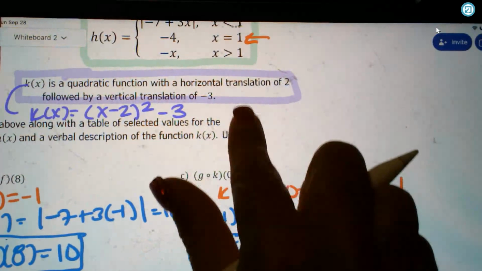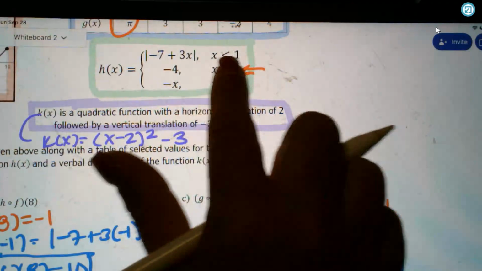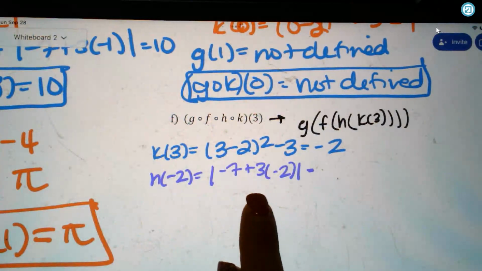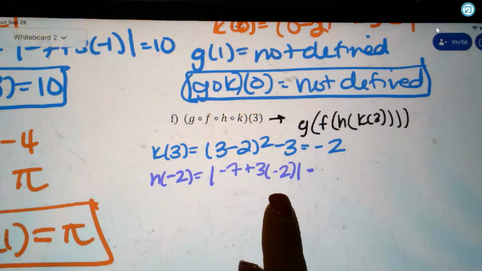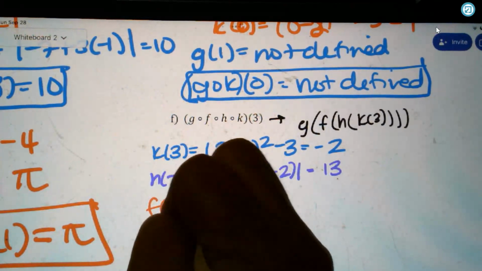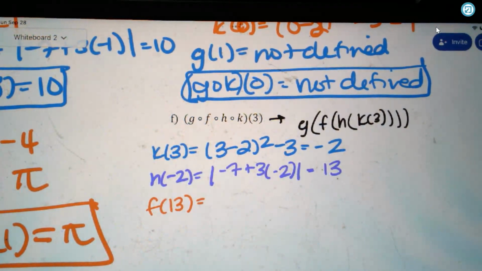So H of negative 2. Well, negative 2 is in the less than 1 side, so that's the absolute value of negative 7 plus 3 times negative 2. All right, so 3 times negative 2 gives me negative 6. Negative 7 minus 6 gives me negative 13. And the absolute value of negative 13 gives me positive 13. All right, then we're going to do F of positive 13.